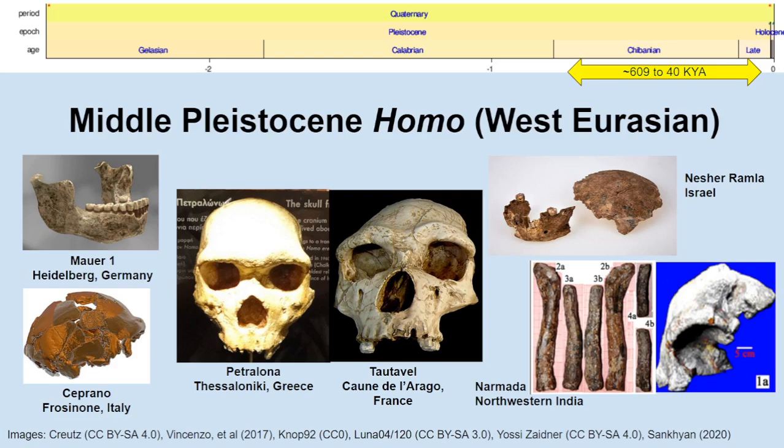At one end of this range, we have the Narmada remains from several localities along the Narmada River in northwest India. The best remains include a partial cranium, limb bones, and parts of the chest region from several individuals that have been variously dated across a wide swath of time, between 300,000 to as late as 40,000 years ago.